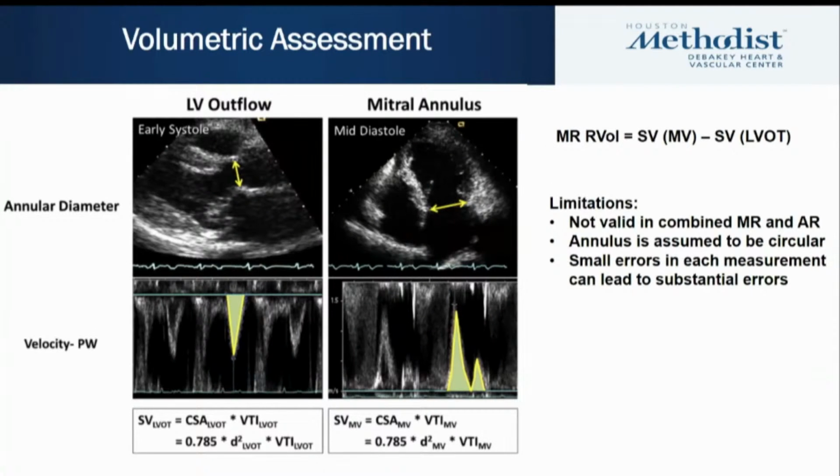Volumetric assessment is another way of looking at MR severity. And you can do that by determining the stroke volume through the mitral annulus by using the mitral annular area and the flow across the annulus. And again, using the LVOT stroke volume. By subtracting the LVOT stroke volume from the mitral annular stroke volume, you end up with your mitral regurgitant volume. Again, a method not without limitations. It's not valid when you have aortic regurgitation because that will affect your flow. The annulus in this case, again, is assumed to be circular, and any small errors in measurement can lead to substantial errors.